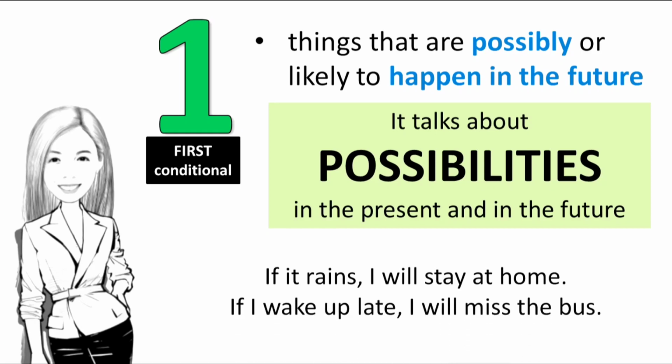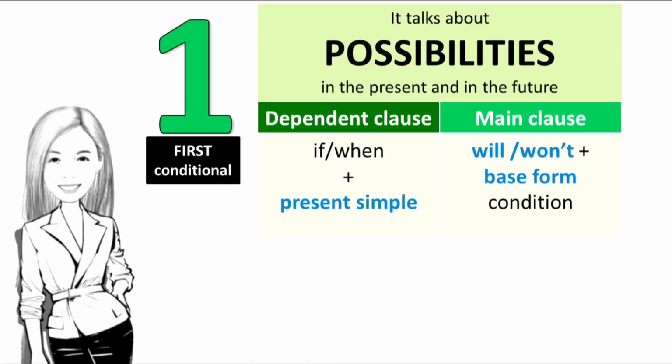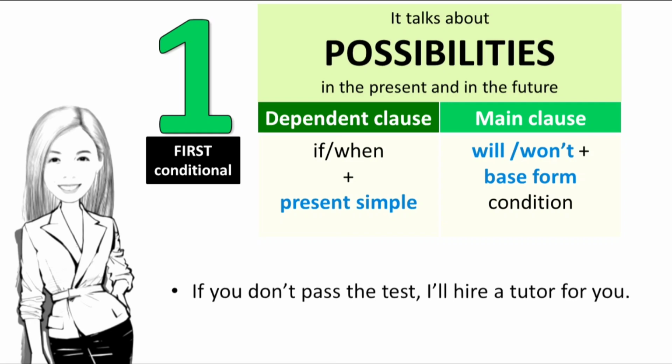Another example is, if I wake up late, I will miss the bus. It means that if I wake up late, there is a possibility that I will miss the bus. Did you get it? Now this is how we write the sentence in first conditional. Its dependent clause has the present simple verb, while the main clause uses will or won't plus base form of the verb. For example, if you don't pass the test, I'll hire a tutor for you.